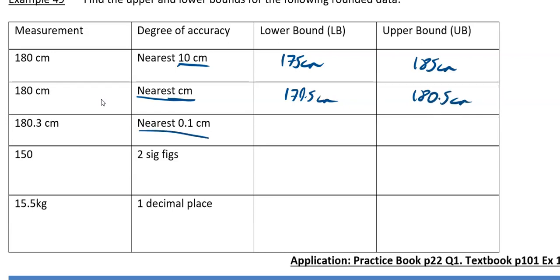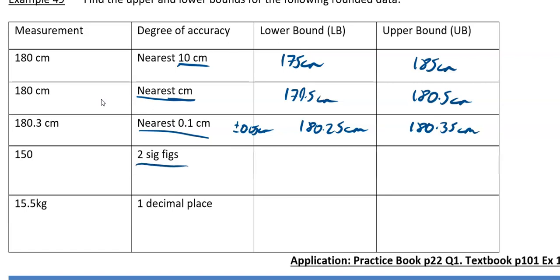Next one is the nearest 0.1. Half of 0.1 would be 0.05, so we're going to go plus or minus 0.05 centimeters. So take that away, you're going to have 180.25 centimeters, and added on is going to be 180.35 centimeters.